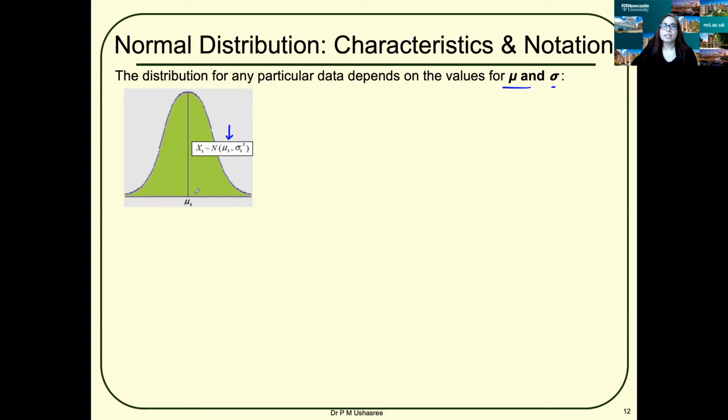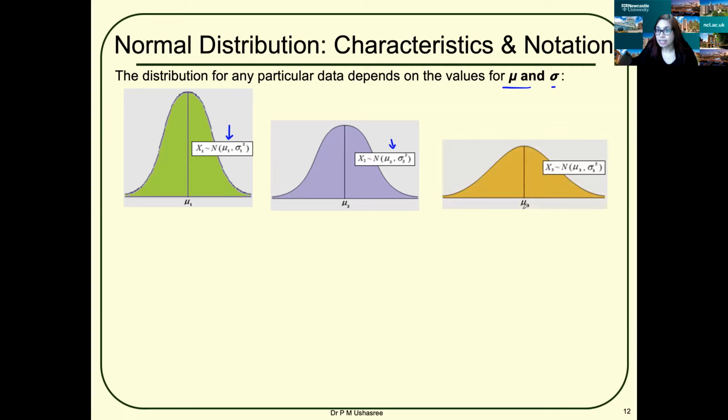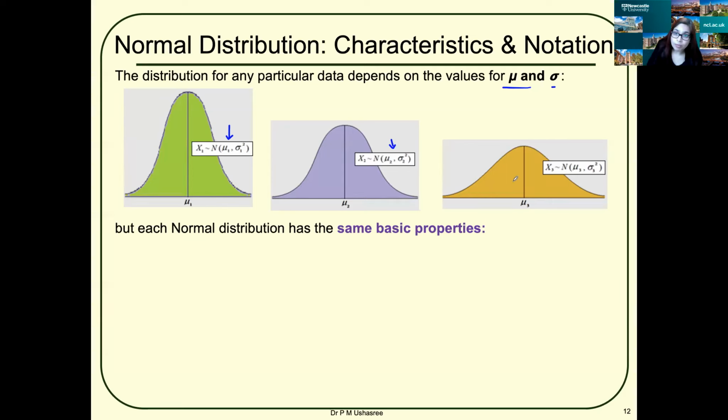So for example, if I have a distribution, this is one example, then I have another distribution. That's a notation, how you describe a normal distribution. And if I have a distribution like this, I have 3 different types of normal distribution here, 3 different spreads. Each normal distribution has the same basic properties. Although they look different, they have the same basic properties. And what are these properties? We have seen some of these properties.